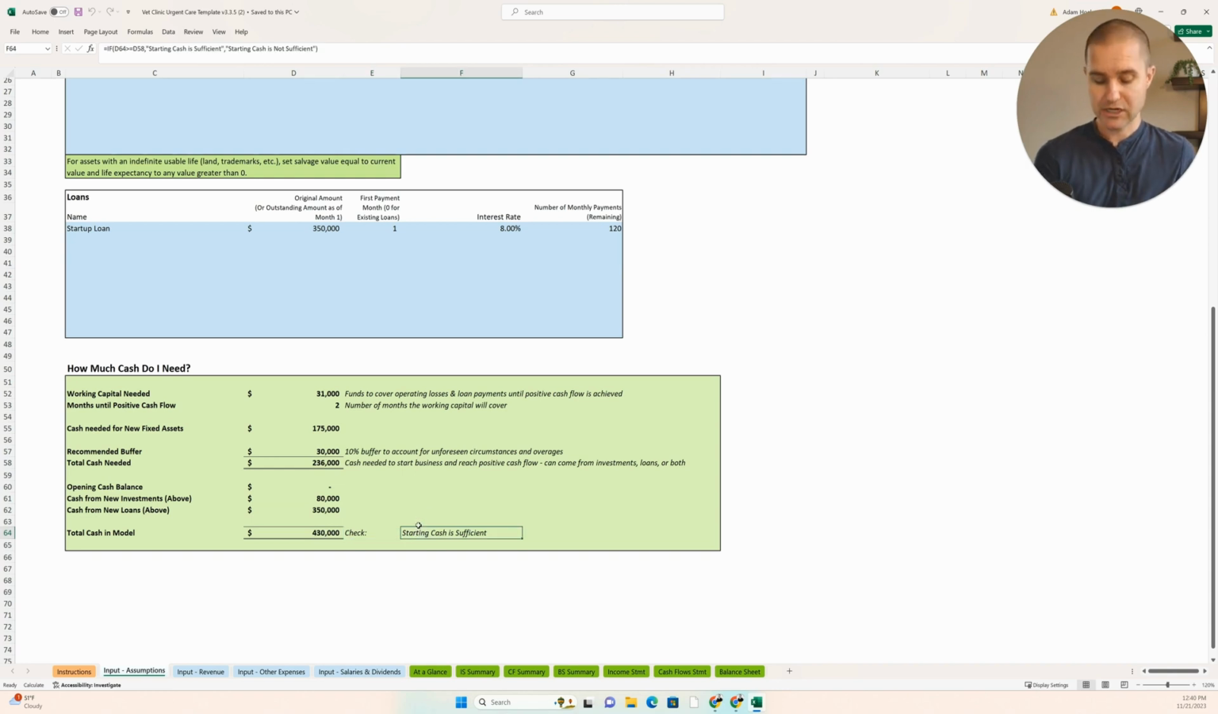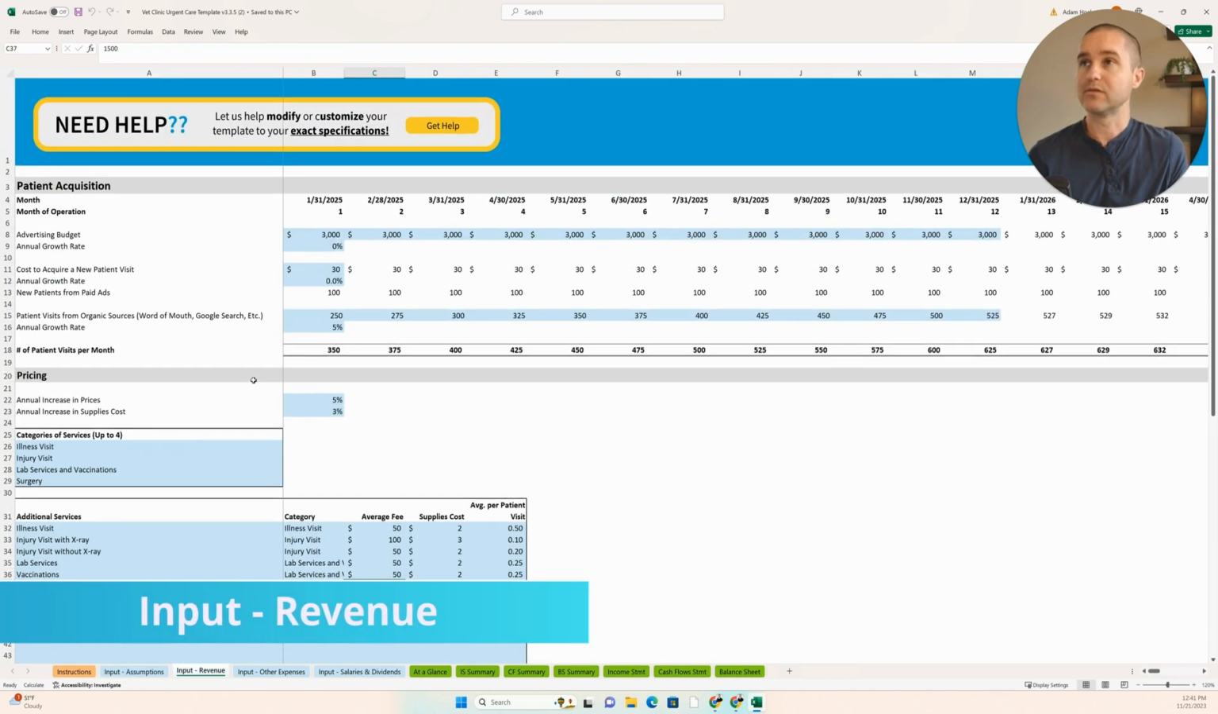Now, once we make a bunch of changes to the model, we are going to get to a point where we need to come back here and check to see if cash is still sufficient or if we need to raise additional capital in some way. All right, so let's look at our input revenue tab.